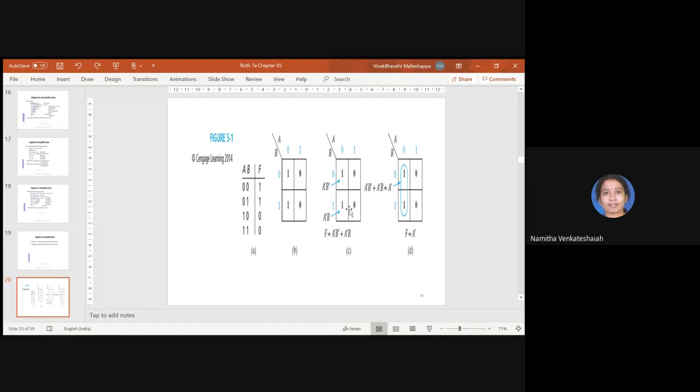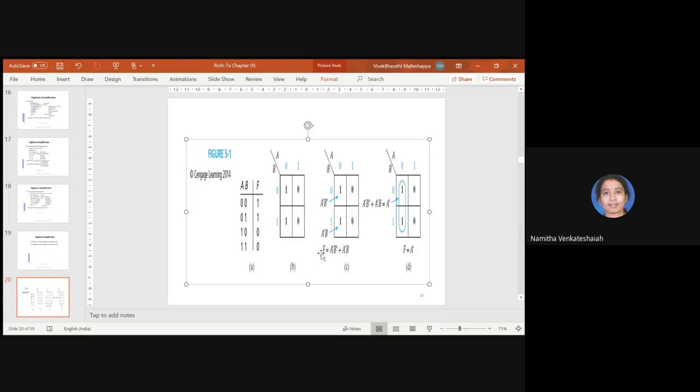So here in diagram C, if you have adjacent ones, you can group them to simplify. Here there is A dash, B dash, and here there is A dash, B. So your F will be the sum of whichever ones are there. F is nothing but wherever one is there in the Karnaugh map, that minterm you have to add.